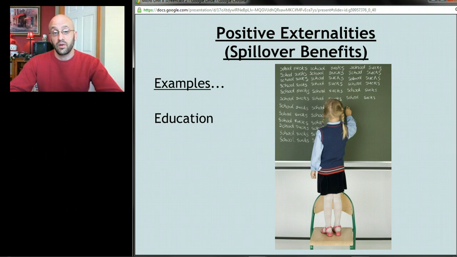Education has a positive externality. If you get a good education, not only are you likely to make more money and pay more taxes later in life, which will help me, you're also much less likely to rob my house later in life. That's a positive externality, something that you're doing that might positively affect me.